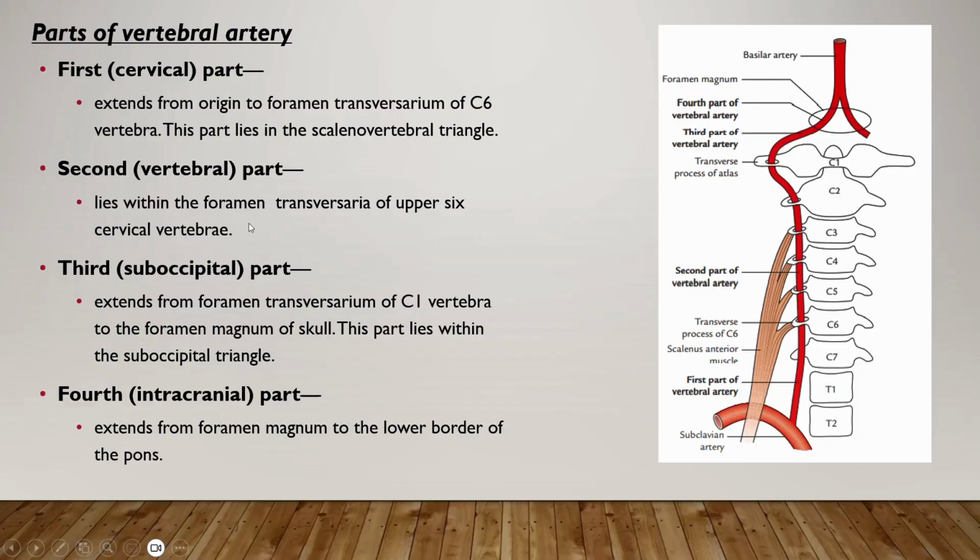Second part, as I have told you, is in the foramina transversaria of C6 to C1. Third part is also known as the suboccipital part, which is after coming out from the foramen transversarium of C1 until it reaches the foramen magnum. This is lying in the suboccipital triangle, and the fourth part is the intracranial part, which is lying within the foramen magnum. It joins with the vertebral artery of the opposite side to form the basilar artery.